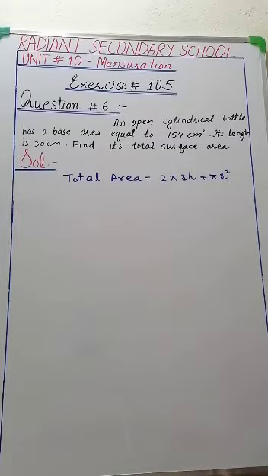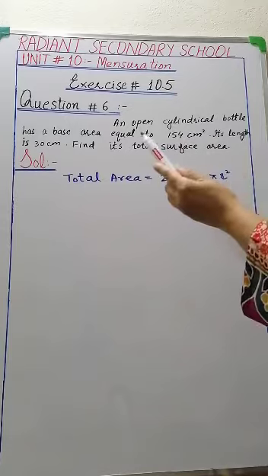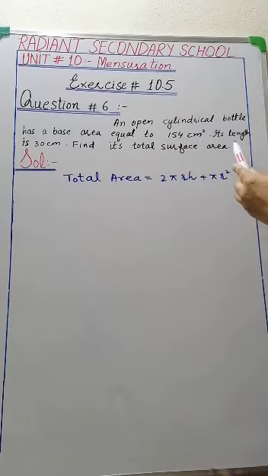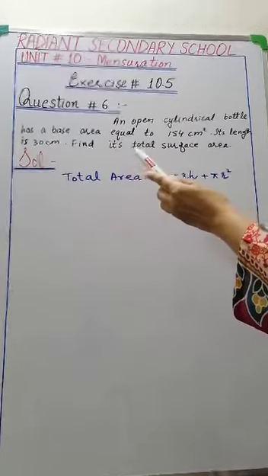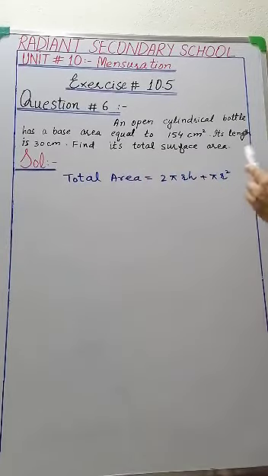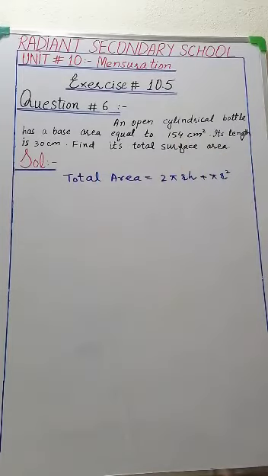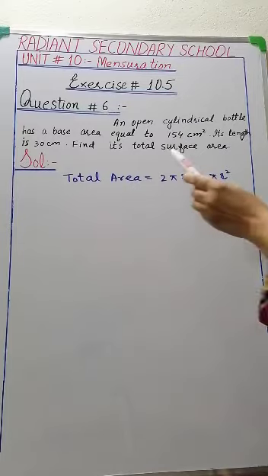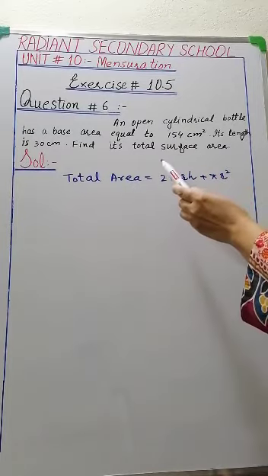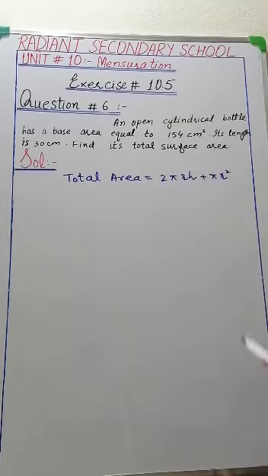Next question is question number 6. An open cylindrical bottle has a base area equal to 154 cm square. Its length is 30 cm. Find its total surface area. Because the bottle is of cylindrical shape and it is open from the top, there will be only one circular surface, that is the base. And to find the total surface area, we need the curved surface area and the base area.